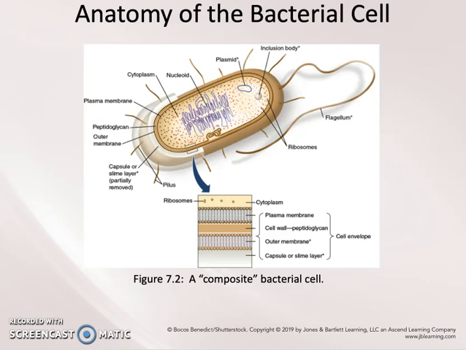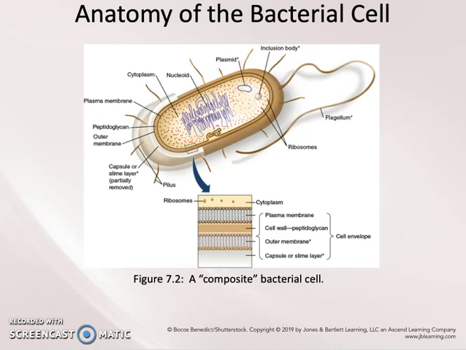Then, let's move from the capsular slime layer to the cell wall. As mentioned, nearly all bacterial cells have a cell wall, with the exception of the mycoplasmas. Cell walls are made of peptidoglycan in bacteria. The function of the cell wall is to keep the cell's shape and keep the cell intact, even when the cell is taking on water.